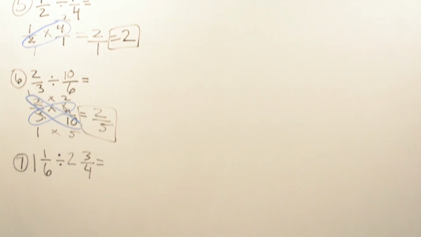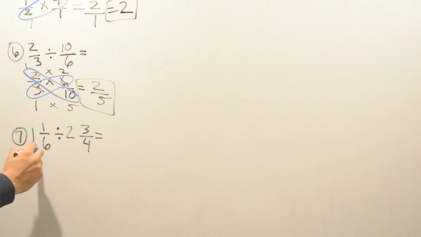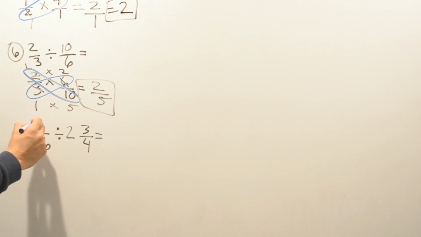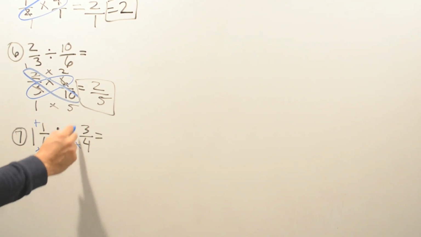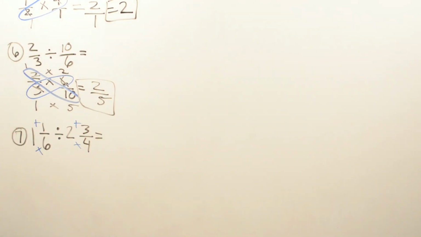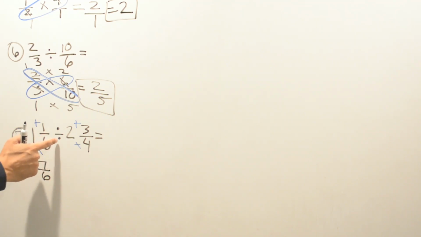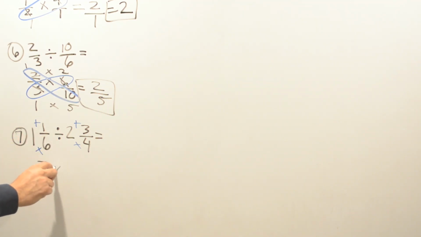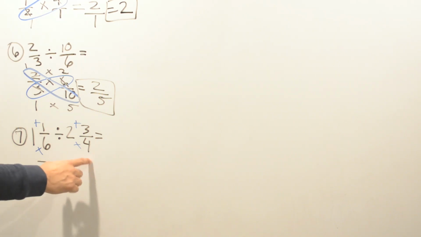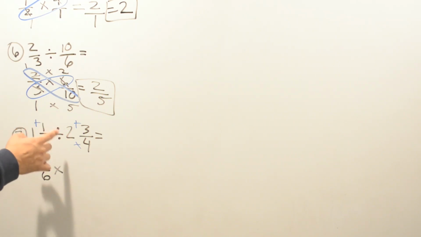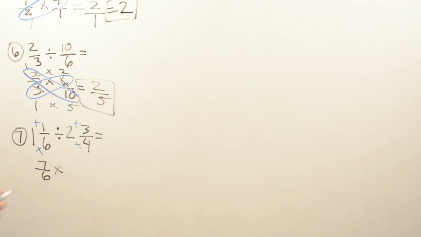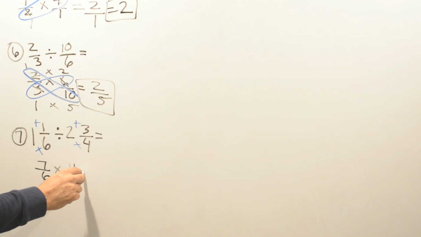So remember, we multiply this, then we add it, multiply this, and then we add it. So this one we have 6 times 1 is 6, plus 1 is 7. That's 7 over 6. We turn the division to multiplication. Then we do 4 times 2 is 8. 8 plus 3 is 11 over 4.